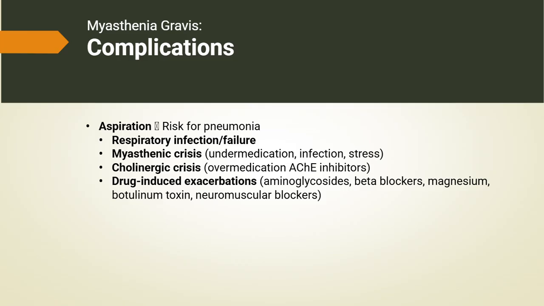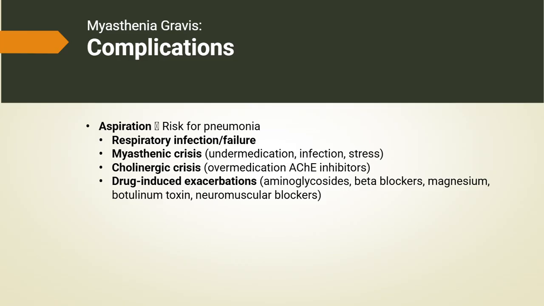A major complication is myasthenic crisis, which happens when muscle weakness becomes severe enough to impair breathing. This often results from under-medication, infection, stress, or other triggers. Signs may begin with increased difficulty swallowing, speaking, or holding the head upright, but the most critical concern is weakening of the respiratory muscles. These patients need immediate medical treatment, often in an intensive care setting, and may require ventilation.